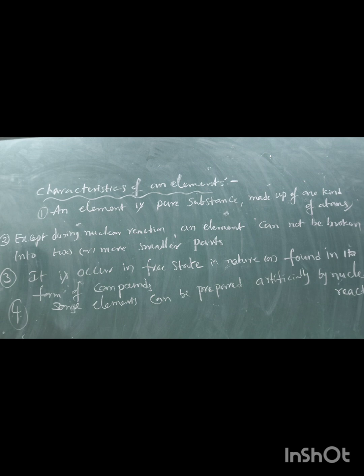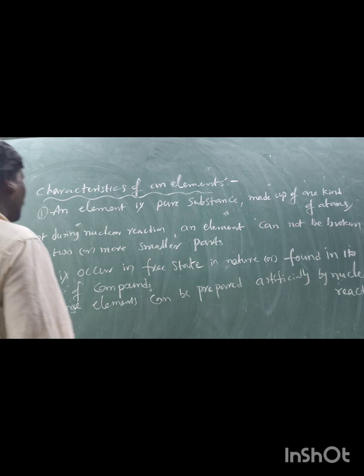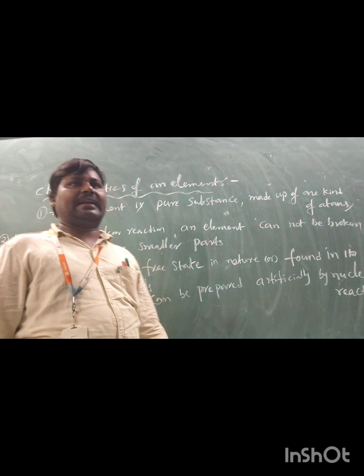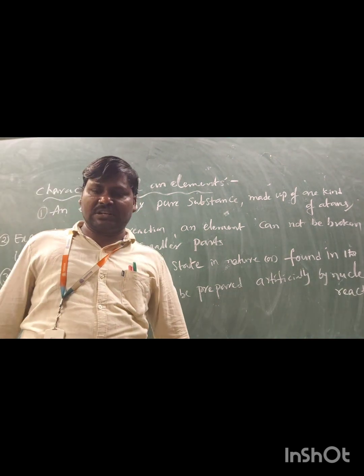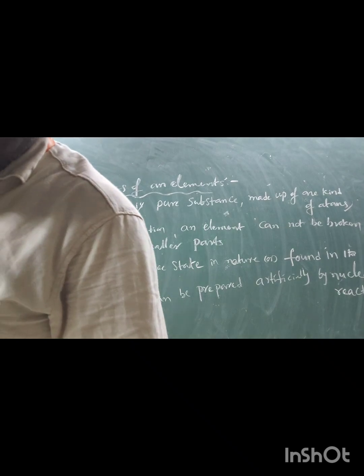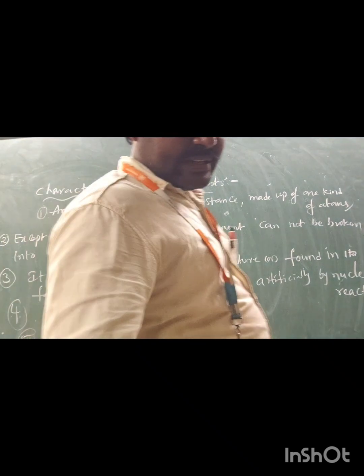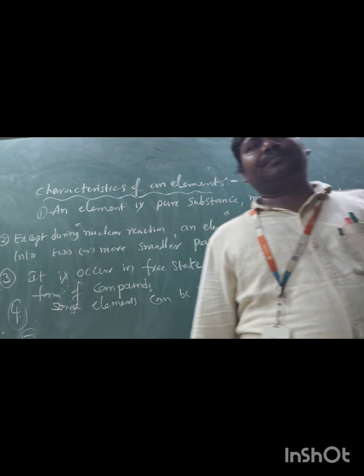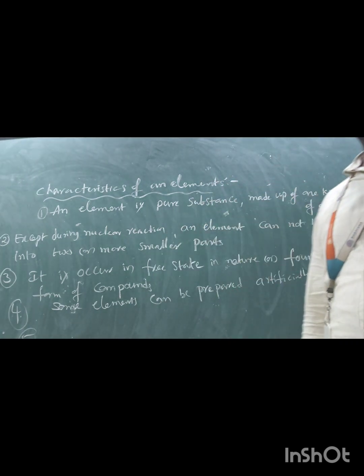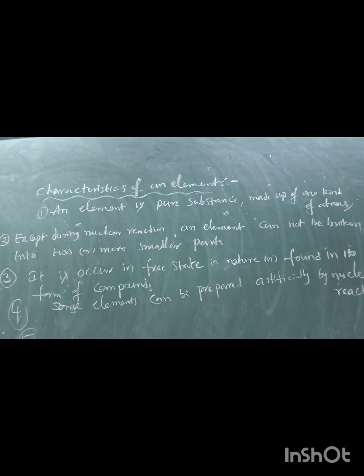And the final characteristic is, it shows some properties like melting and boiling points, and they are classified into four types: metals, non-metals, metalloids, and noble gases. Okay, these are the major characteristics of an element.